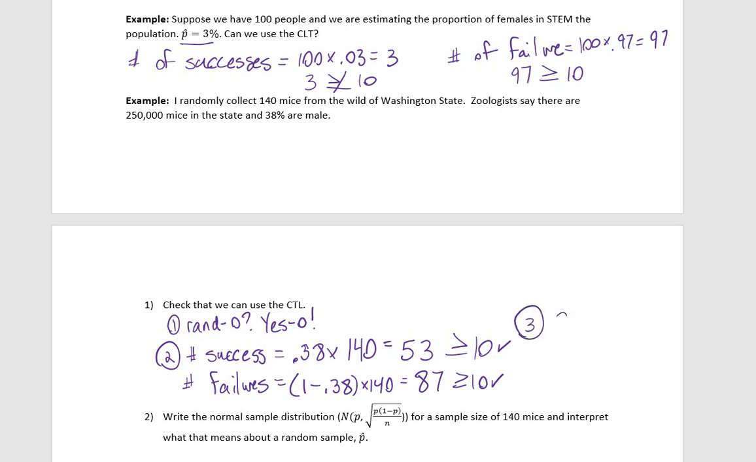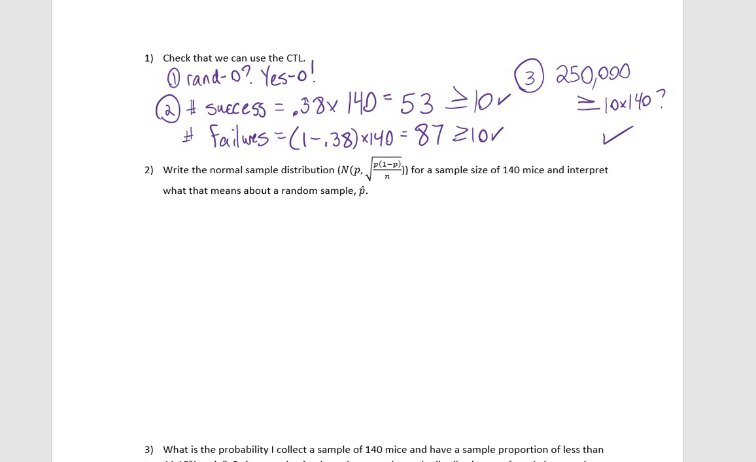And the third one is, is my population at least 10 times bigger than my sample? And the answer is yes. When you guys are checking these conditions on your knowledge checks, I want to see this math right here, okay? Don't just say yes and no, I want to see the math.